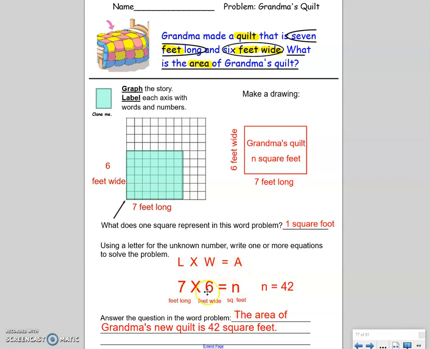That makes sense. And 7 times 6 does equal 42. My answer matches the story problem. So, my answer is correct.